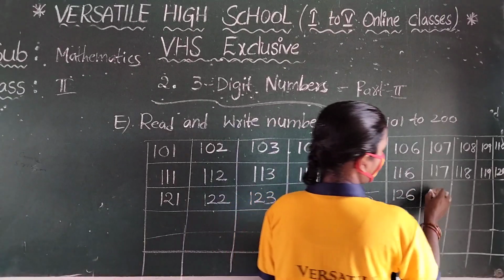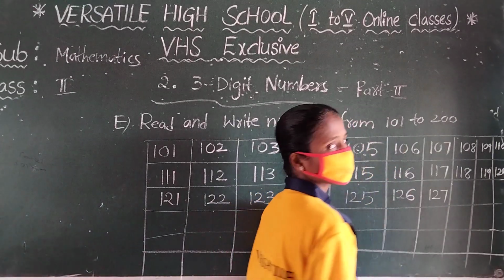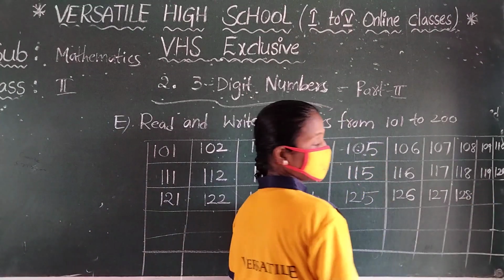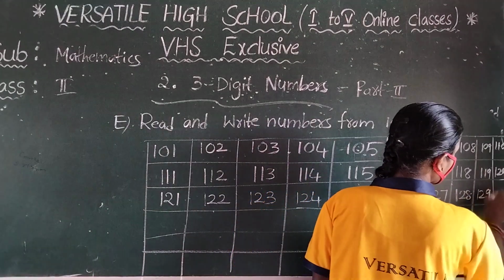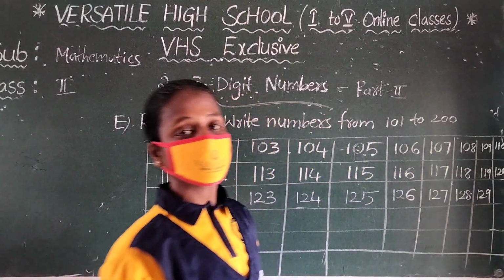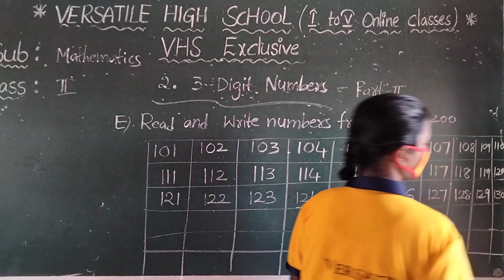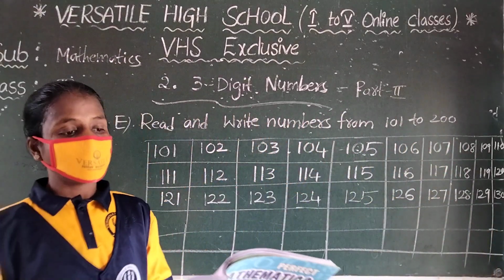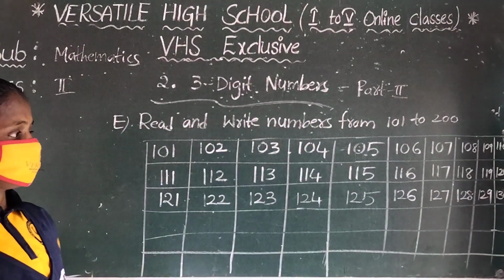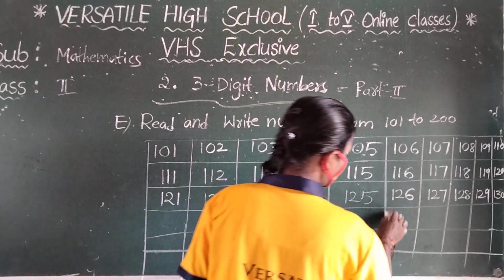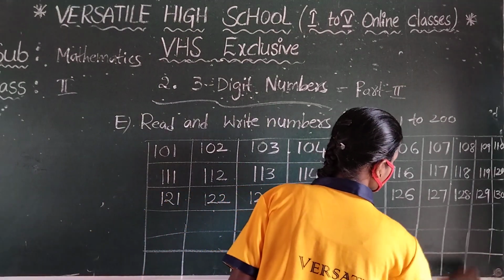126, 127, 128. Next number, 129. And after 129, what is that? 130. Up to 200 you fill in. What is the number? Come, you fill in those boxes. Okay, children?